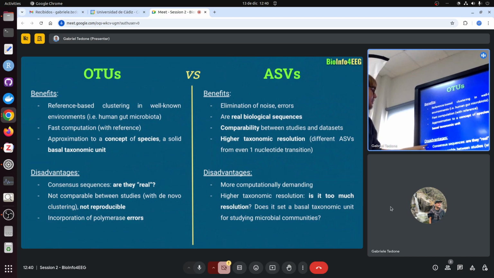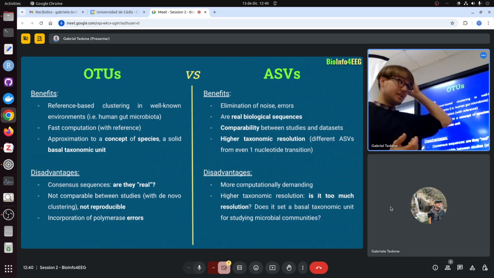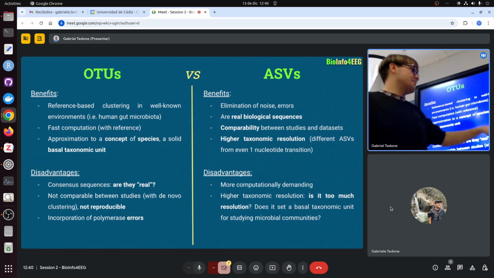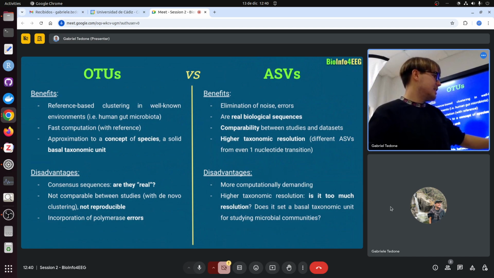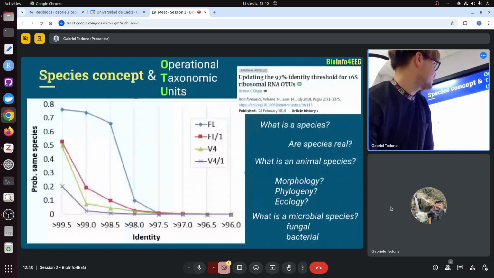Some disadvantages of OTUs, apart from consensus sequences and that they're not comparable, is the incorporation of errors, errors of polymerase that happen during sequencing. Some disadvantages of ASVs: they're a bit more computationally demanding if you have many reads, and there's also the higher taxonomic resolution. Is it too much resolution? Do you really need it?